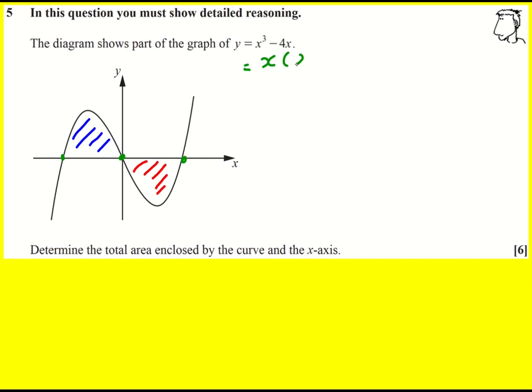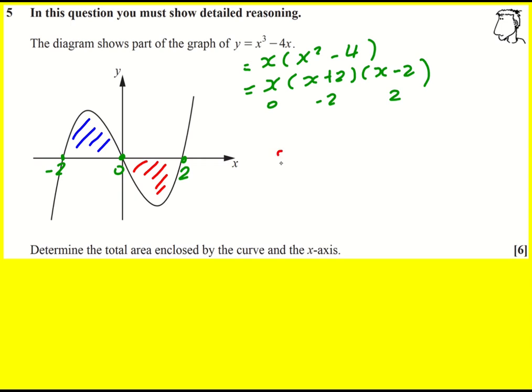We can factorize out an x, and get x squared minus 4. Now this is a difference of two squares, so we're going to get x plus 2, x minus 2. So I'm going to get minus 2, 0, and 2 from these roots.